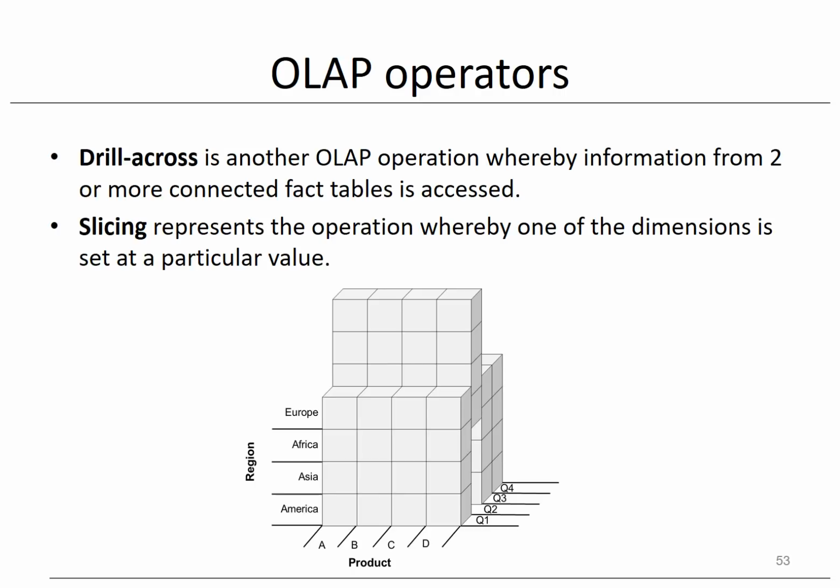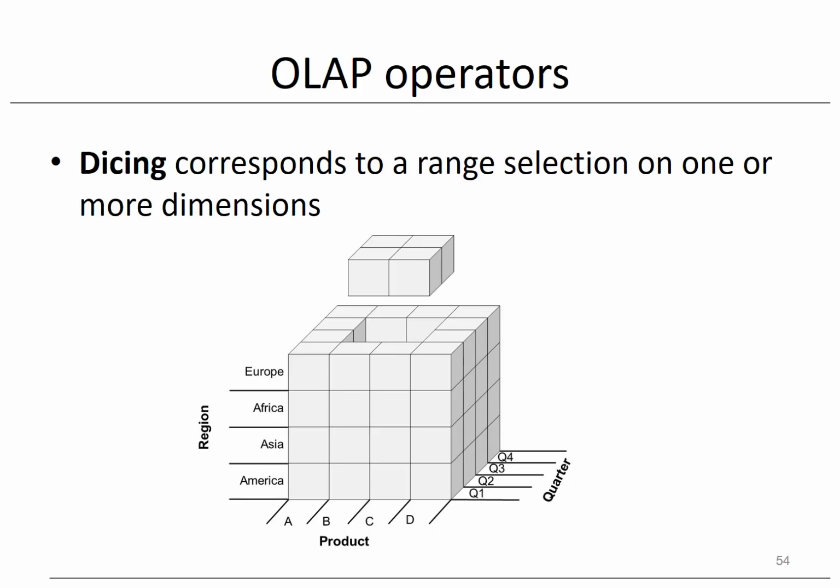Slicing represents the operation whereby one of the dimensions is set at a particular value. This is illustrated here, where a slice is taken representing the sales in the second quarter for all products and regions. Both horizontal and vertical slicing are possible. Dicing corresponds to a range selection on one or more dimensions. In this figure, a dice is selected corresponding to the sales of products B and C in quarters 2 and 3 in Europe.